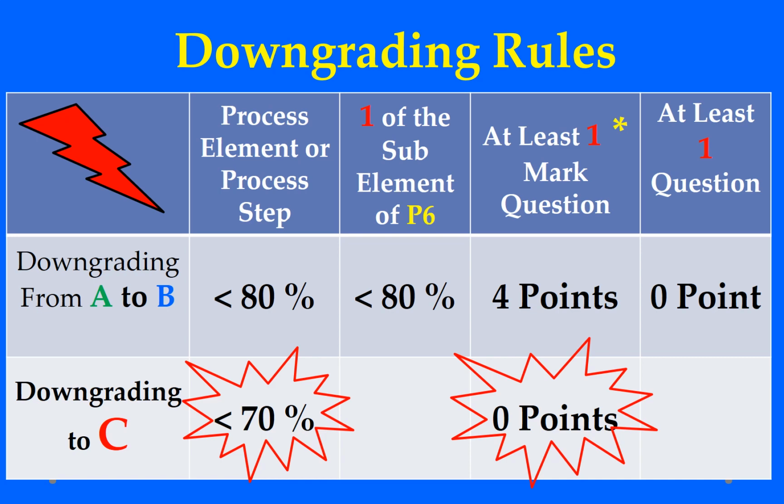Similarly, a supplier will be downgraded to C category if any of the process element is less than 70% or any of the star mark question you have rated as 0, then the supplier will be straight away downgraded to C.